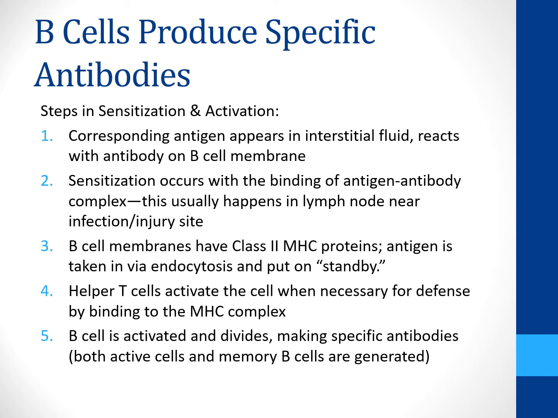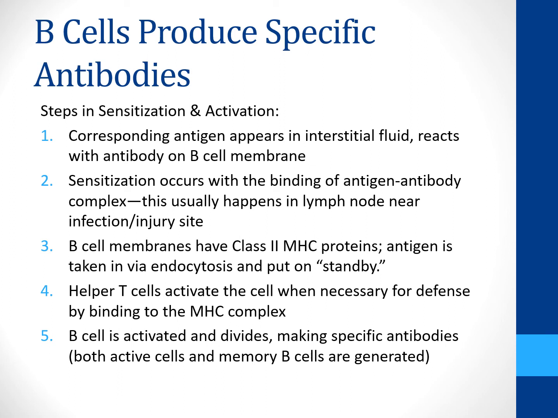Now we're going to move on to B cells and antibodies. So when a corresponding antigen to a specific B cell antibody appears in the interstitial fluid, it's going to react with the antibody that's on the membrane of the B cell. That's going to sensitize the B cell by binding that antigen-antibody complex, and this typically happens in a lymph node near the infection site or the injury site where this pathogen has entered into the body.